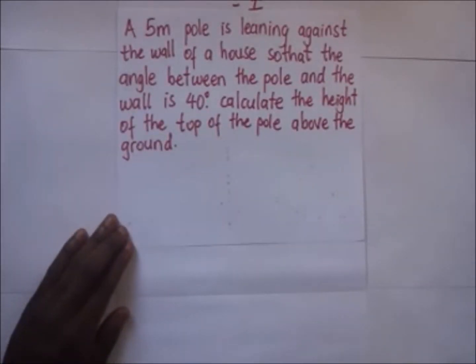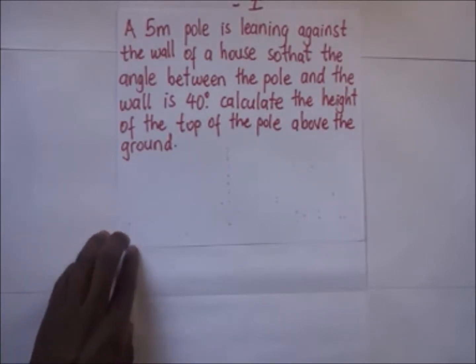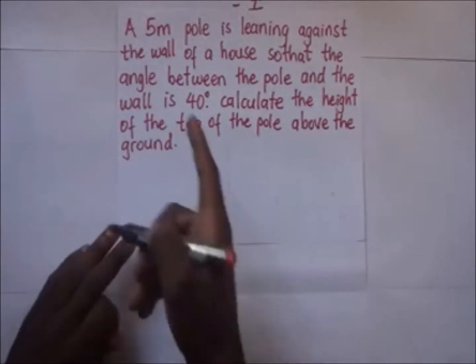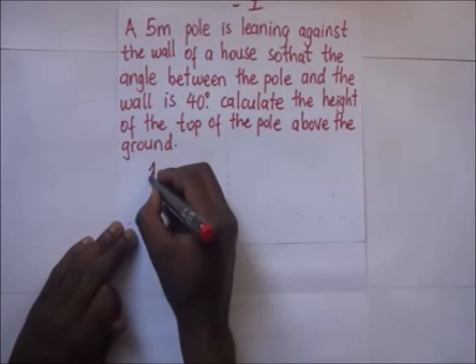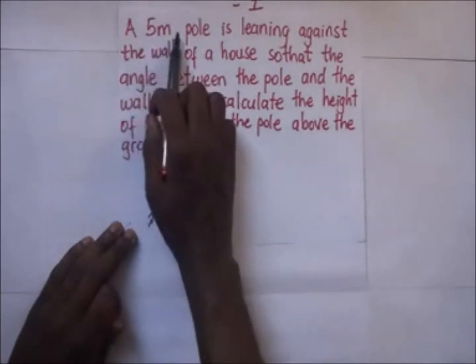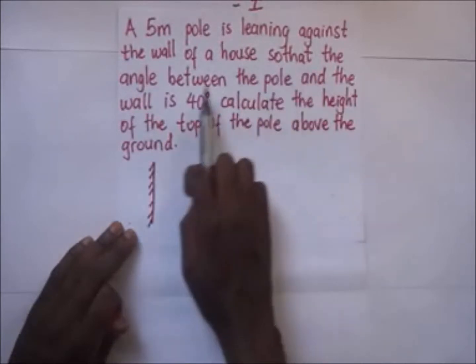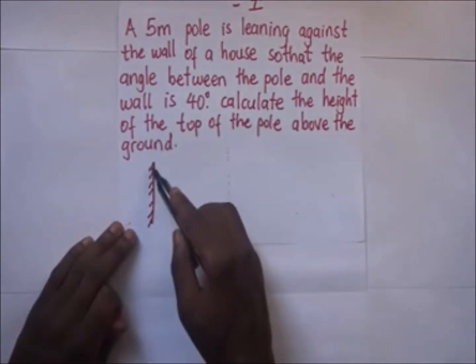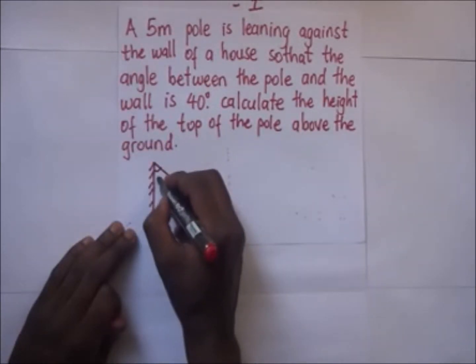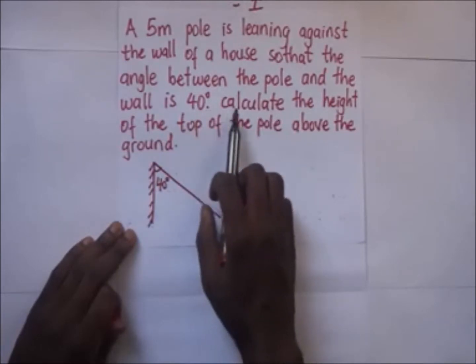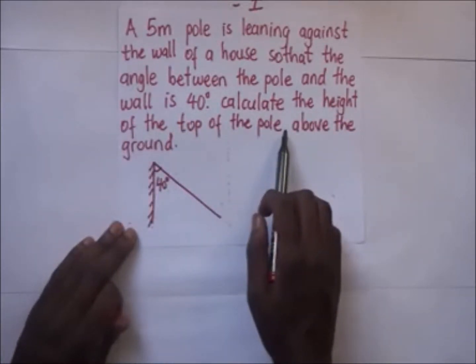In our next question, they are telling us that a 5-meter pole is leaning against the wall of a house so that the angle between the pole and the wall is 40 degrees. Calculate the height of the top of the pole above the ground. Again, we'll draw a sketch. They're telling us it's a 5-meter pole and it's leaning against a wall. So if this is the wall we are talking about, a 5-meter pole is leaning against the wall of the house so that the angle between the pole and the wall, so if this is the wall and that is the pole that is leaning, the angle between them is 40 degrees. Calculate the height of the top of the pole above the ground.